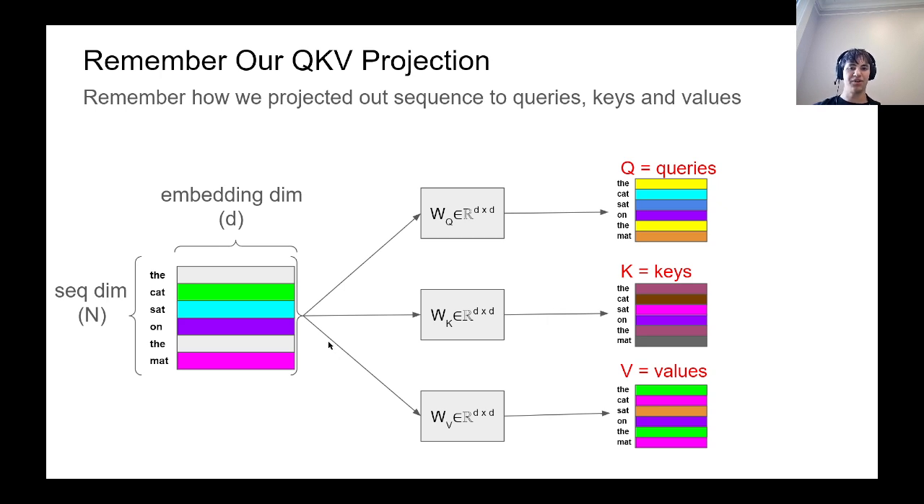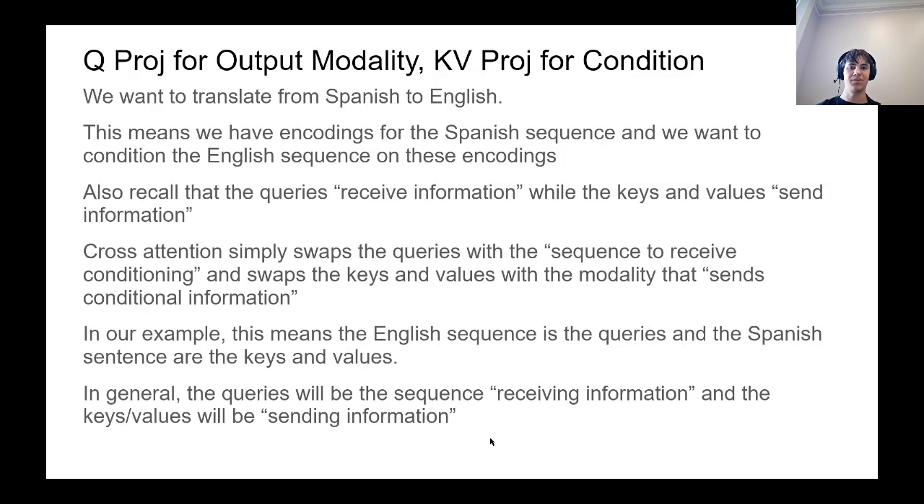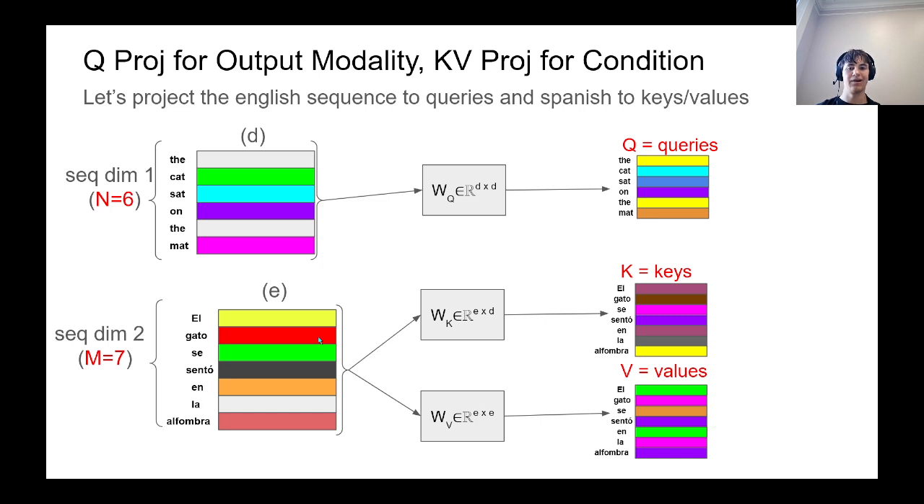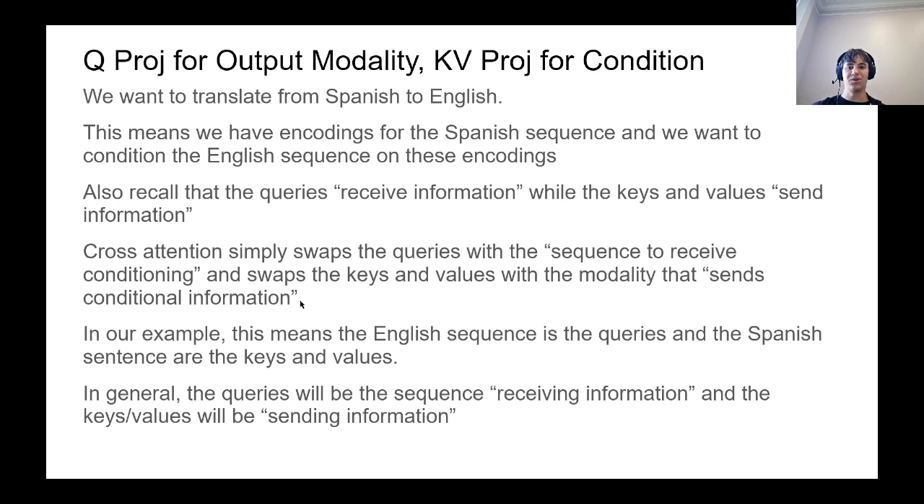Remember from normal self-attention, we have Q, K, and V. Q, K, and V come from projections of our input. So our input is the cat sat on the mat. We project that 3 times and we get Q, K, and V. Now for cross attention, we're going to change that. What we're going to do is create K and V from our second sequence here. So remember, in our original definition, we have queries, keys, and values. Keys and values send information to the queries.